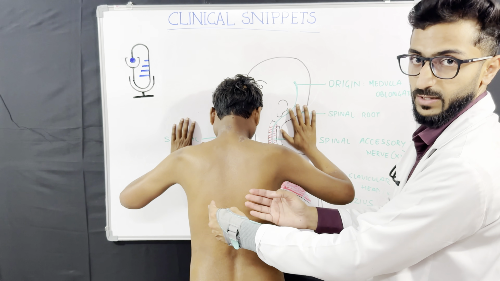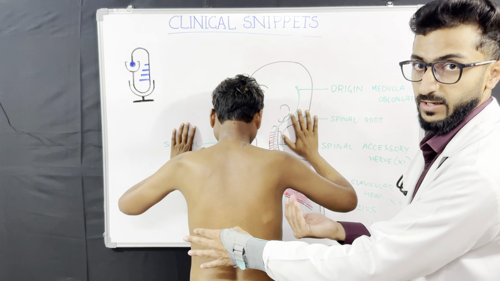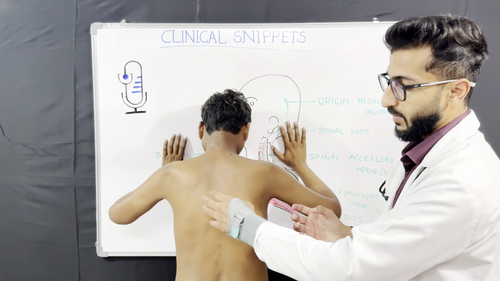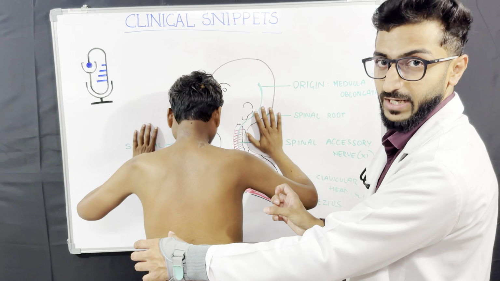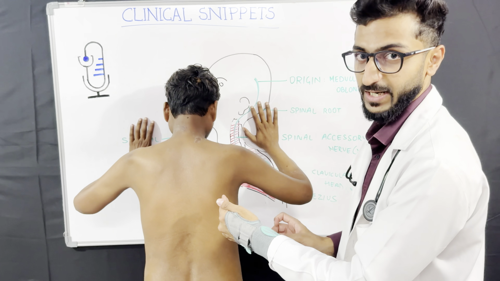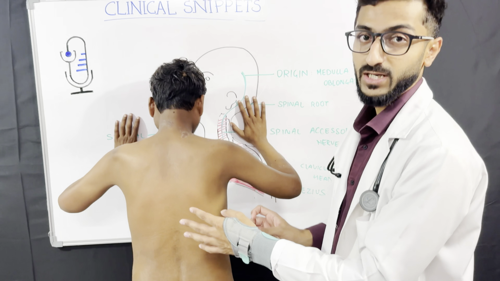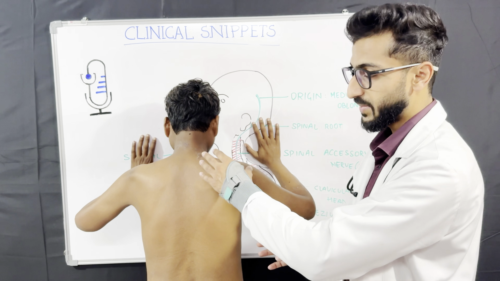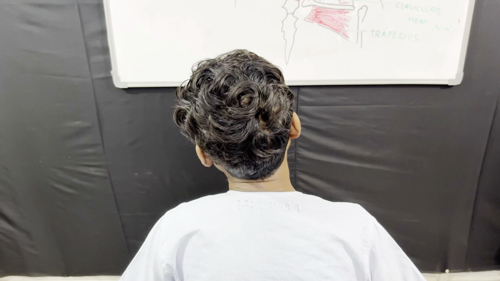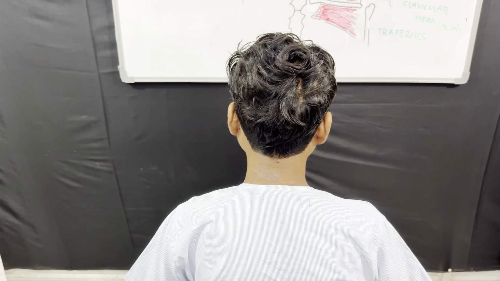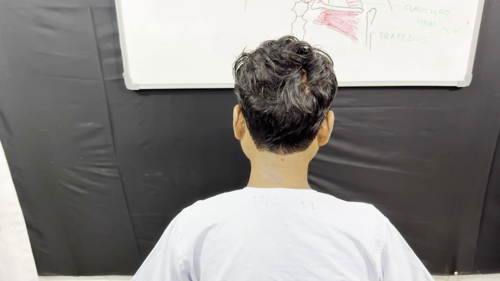If the scapula moves laterally and the prominence is there like a bird's wing, then we'll say the spinal accessory nerve is affected and the trapezius muscle is damaged. Now we'll be examining the power of the trapezius muscle bilaterally.